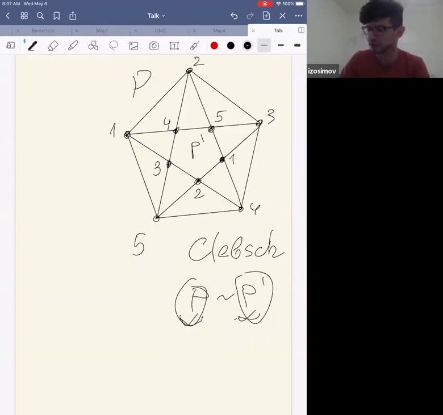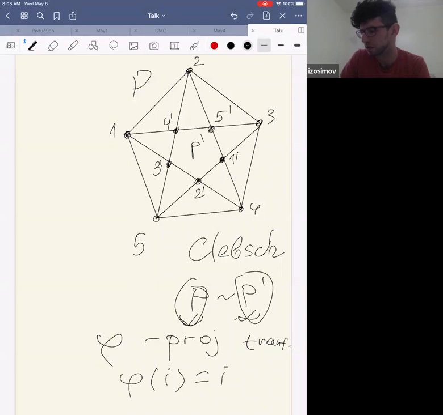What this theorem of Clebsch is saying is that there is a projective transformation. Maybe let's call these 1 prime, 2 prime, 3 prime, 4 prime, 5 prime. There is a projective transformation phi, which takes each vertex i of P to the corresponding vertex i prime of P prime.